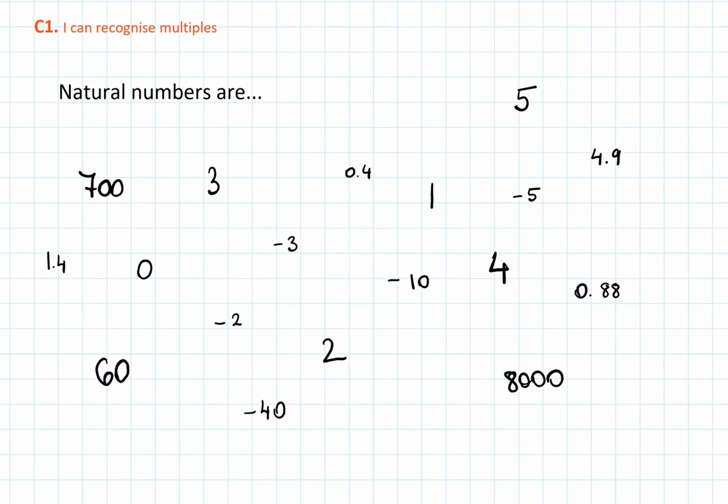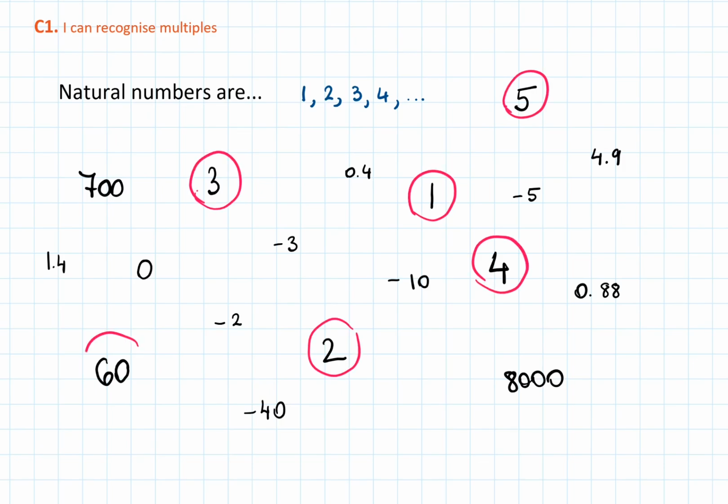Natural numbers are the numbers we count with. So for example, 1, 2, 3, 4, and so on. Out of the numbers you see on the screen, these are the only natural numbers. All the other numbers are not natural numbers, so negatives and decimals are not natural numbers.